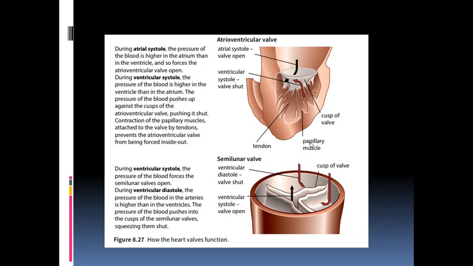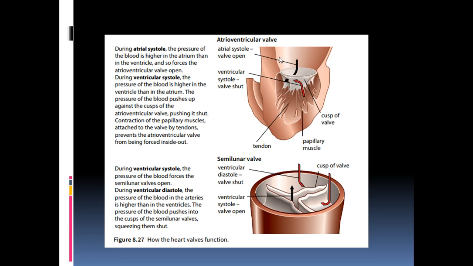Okay, so figure 8.27 shows how the heart valves function. We know that there are four main valves inside the heart, right? Valves between the atria and the ventricles are known as the atrioventricular valves. And we have two types of atrioventricular valves, which are the bicuspid and the tricuspid.